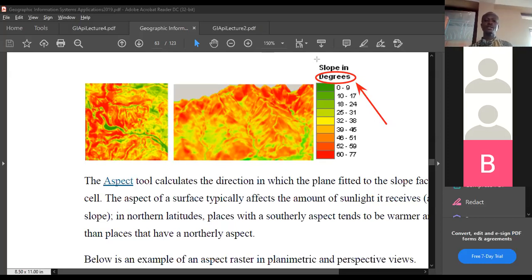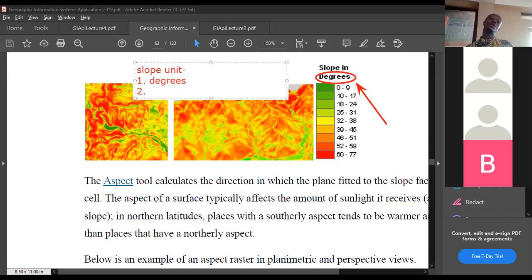No, there are 3 ways. I'm not lecturing, I'm teaching, so let me put it on the board. There are 3 ways of measuring slope. You can have it in degrees, not degrees Celsius, because temperature is degrees Celsius. Then you can have it in gradients. Then in radians.